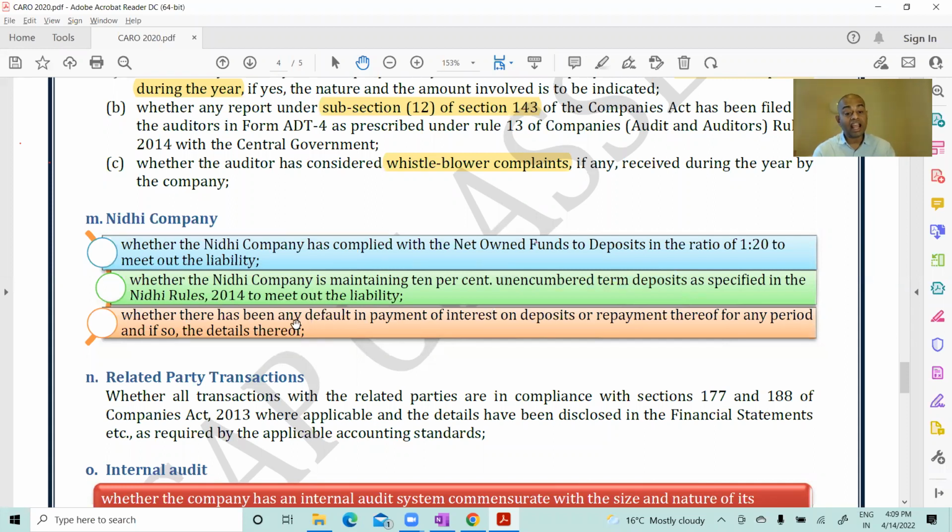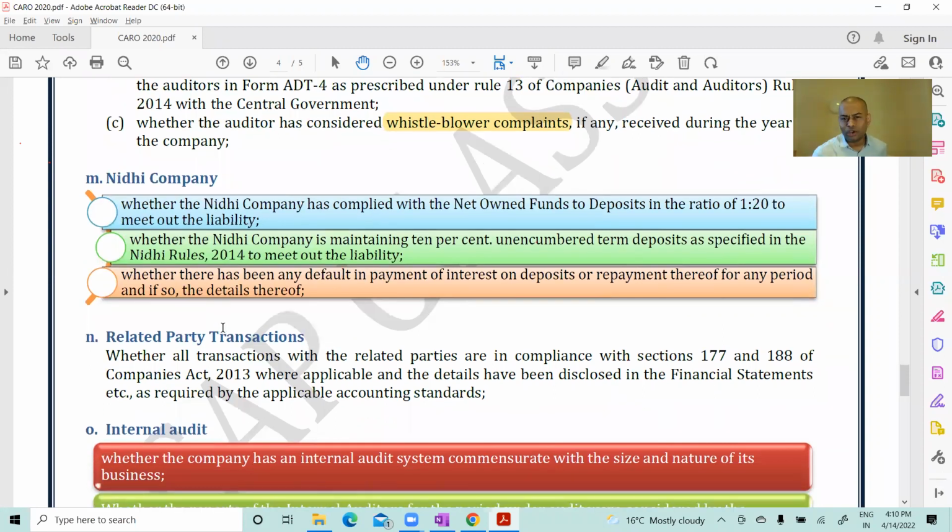Third point, whether there has been any default in payment of interest or deposits. We have seen many NBFC frauds nowadays. If there is any NBFC which accepted deposits from the public, but they fail to pay interest as per the contract or repayment of principal amount of the deposit, then the auditor has to write it in his audit report. You have to give the details. That's all. Then related party transactions.